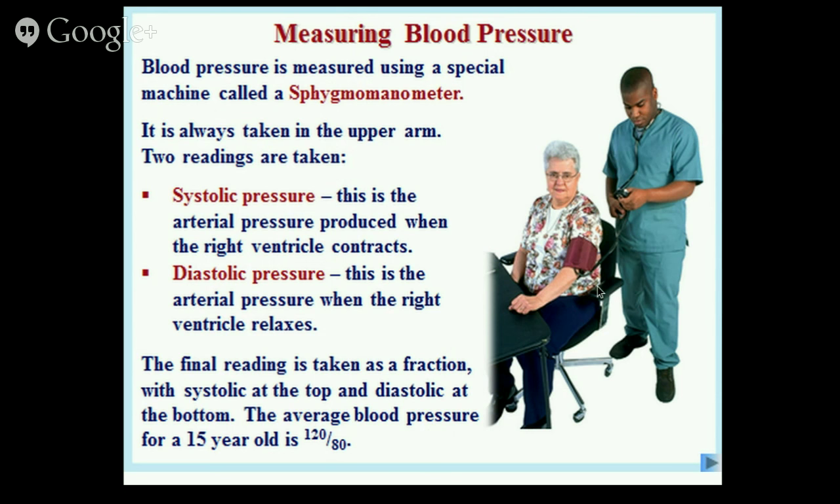And then that means as your heart pumps the blood down into your arm, the sphygmomanometer, which is the name for the cuff, then picks up two readings. So you've got a systolic reading and a diastolic reading. Now, what we say normally is that about 120 over 80 is a really good reading.